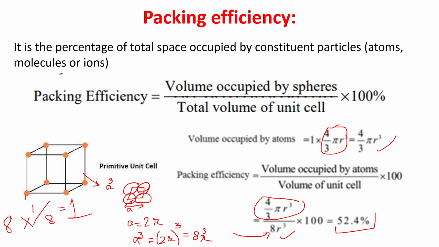That means if molecules are present in the primitive unit cell, then the packing efficiency of the atoms or the molecules present in this fashion will be 52.4%. Okay. So, coming to the BCC structure.